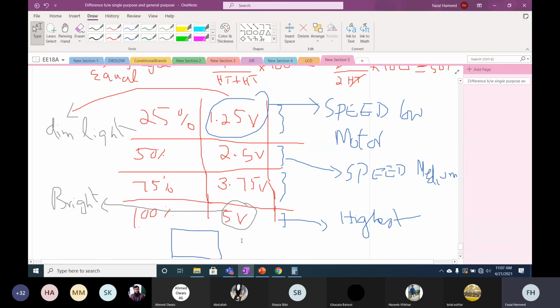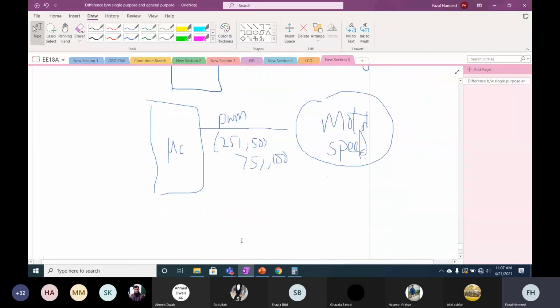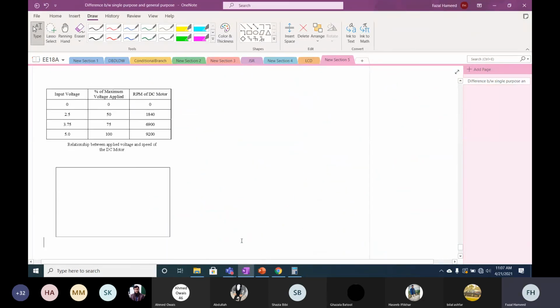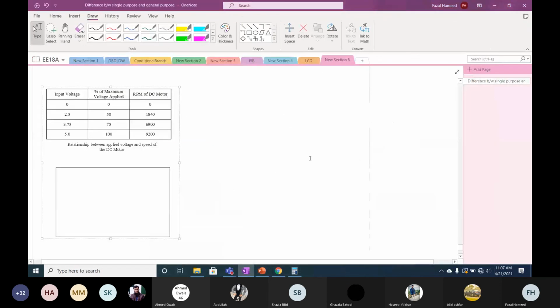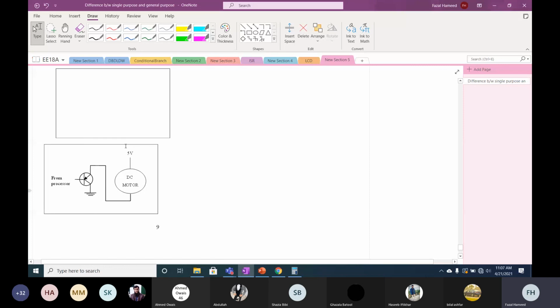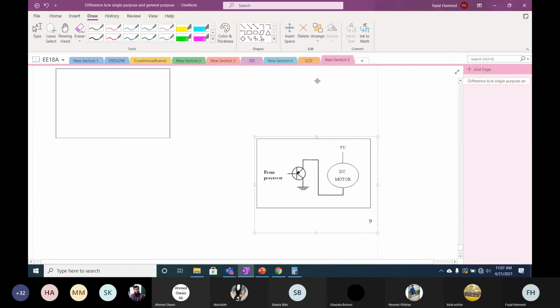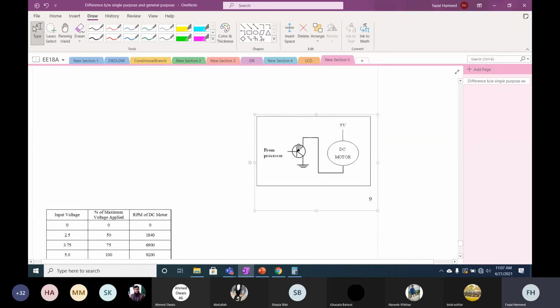Now this is a system design. This is the system design. This signal is coming from the processor. And this is a PWM signal.